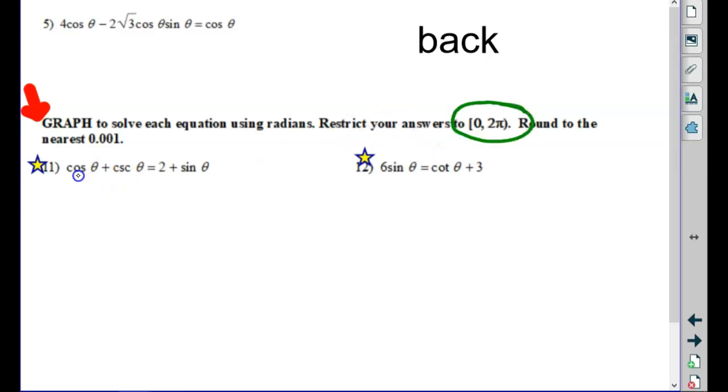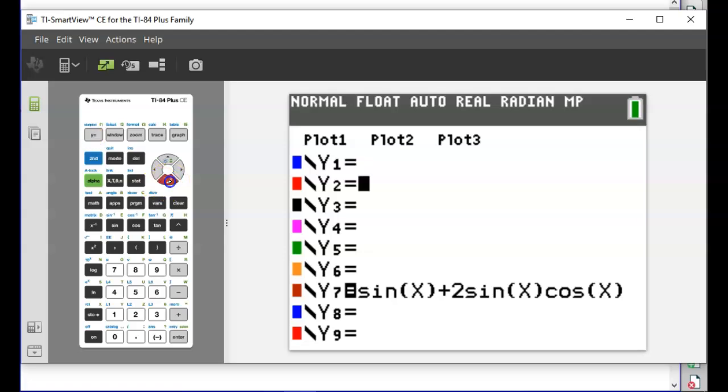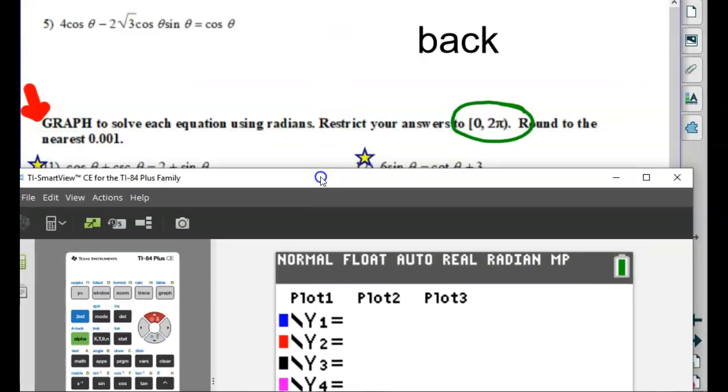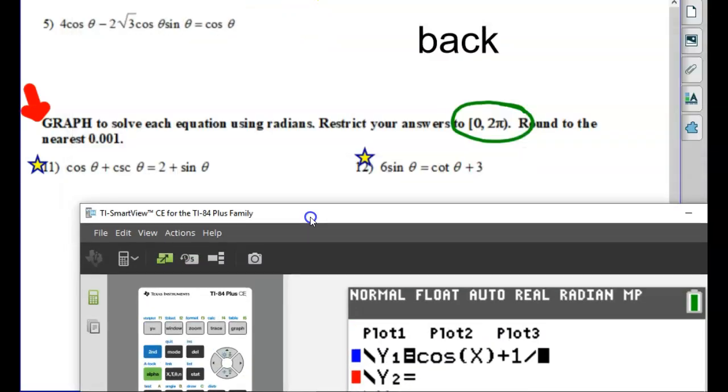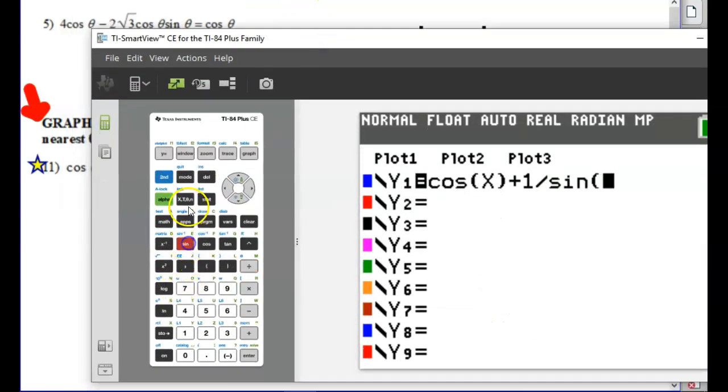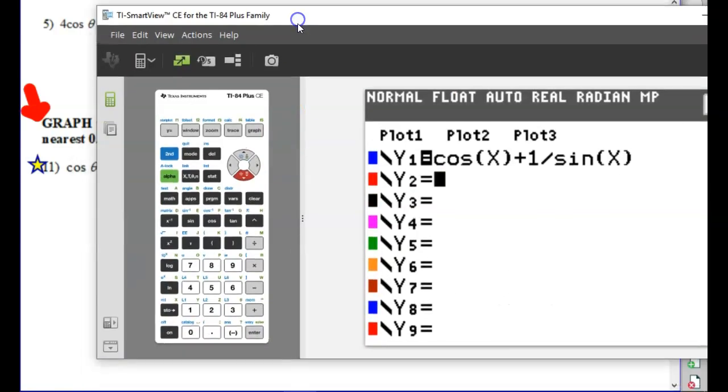The first one says cosine plus cosecant equals 2 plus sine. So you type into one of your equations here. Yes, you got to use your calculator because I want decimal answers. Cosine, you got to put the x in there. Plus, it says cosecant, so how do I type cosecant? It's not second anything, it's 1 divided by. It was cosecant, so it's 1 divided by sine, right? And then the other side says 2 plus sine.